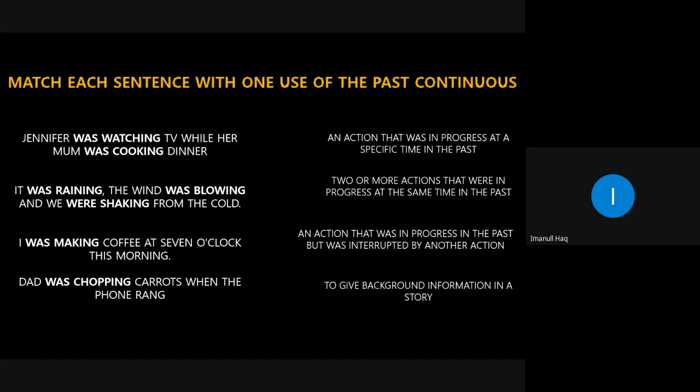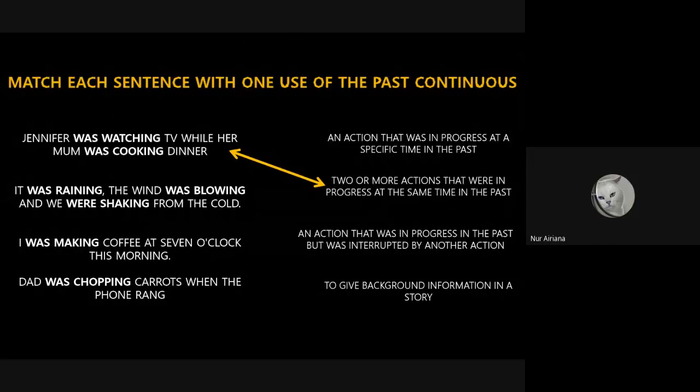Two or more actions that were in progress at the same time in the past. Okay, so the answer is two or more actions that were in progress at the same time. Now let's check whether that's the right answer or not. You are right. Okay, there are two or more actions there. One is was watching TV. Another one is was cooking dinner. Now number two, Ariana. Ariana dan Mia. Yes.